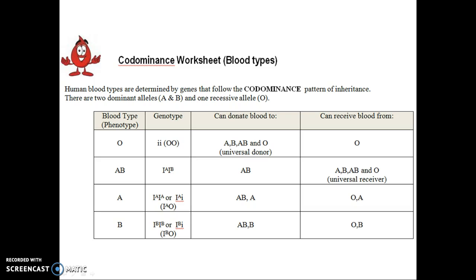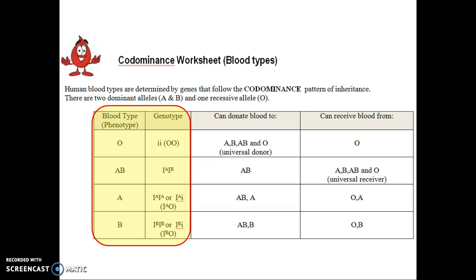Okay. What you are focusing on in this chart is just the phenotypes and the genotypes for your blood typing. This can donate and can receive is interesting if you care to look at it, but what we need to focus on is right here. So there are 4 blood types that you can have. You could be type O, type AB, type A, or type B. There are actually 6 genotypes that you can have for this though.